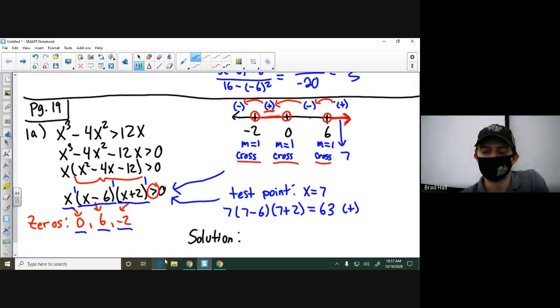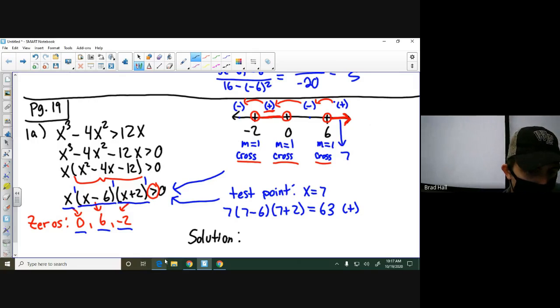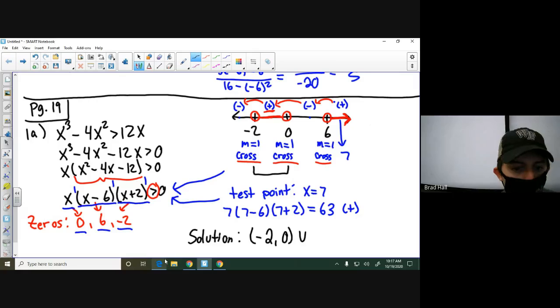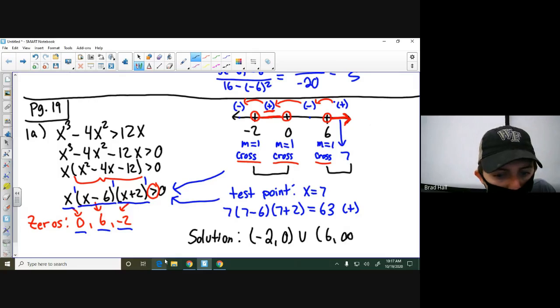So that means all of those intervals that we just highlighted, we're going to go ahead and jot those down as our solution set. So we said that this interval is good from -2 to 0. And we're going to use a union because we also said this interval was good. That interval starts at 6 and ends at positive infinity. And that is our answer.